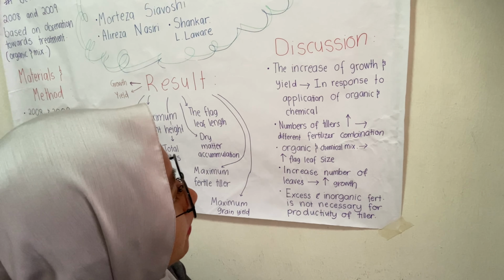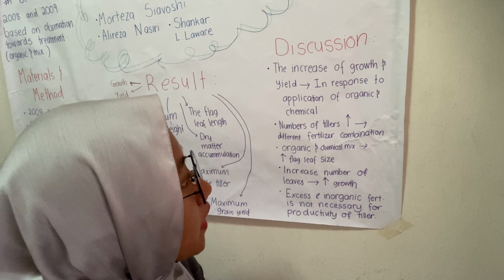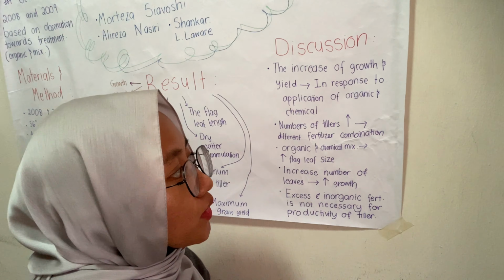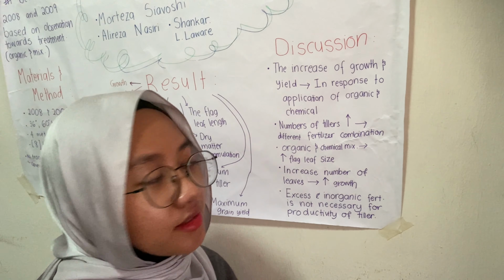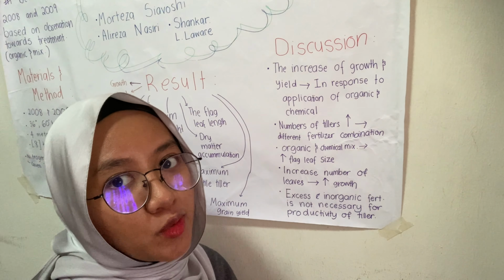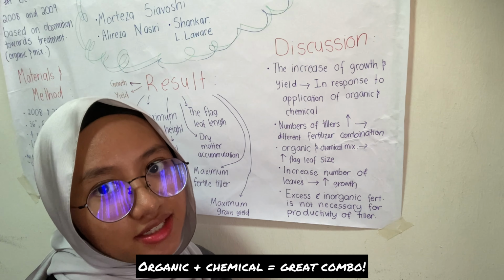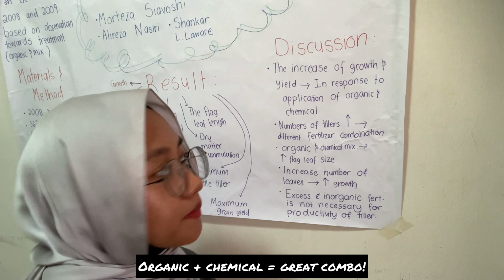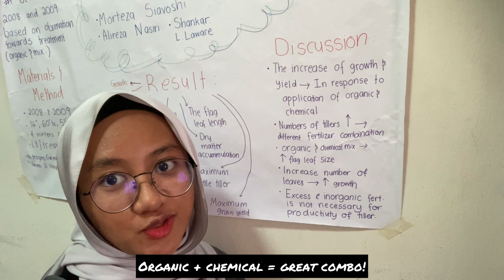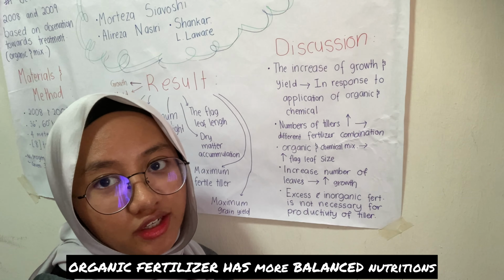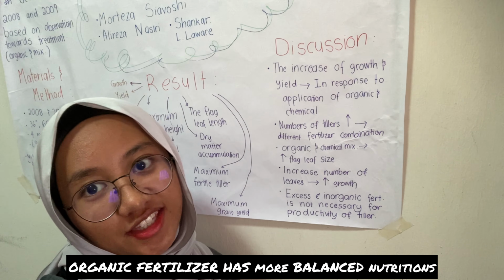Next, number of tillers increases because of different fertilizer combination. So in here, they believe that different fertilizer combinations such as the mixture of organic and chemical fertilizer can actually enhance the number of tillers, which is actually crucial for the rice crop productivity.